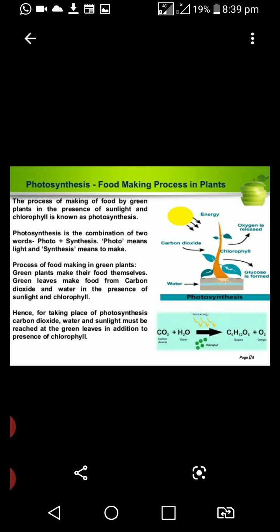Here the sun is the ultimate source of energy in all living organisms. Which one is considered the ultimate source of energy in all living organisms? Sun. In the absence of photosynthesis, what will happen on the earth? Shortage of food and shortage of oxygen.